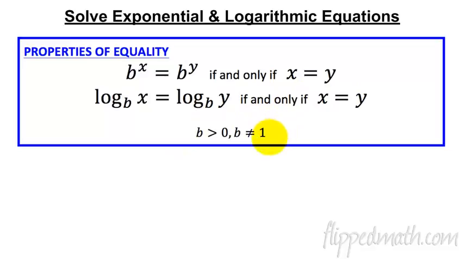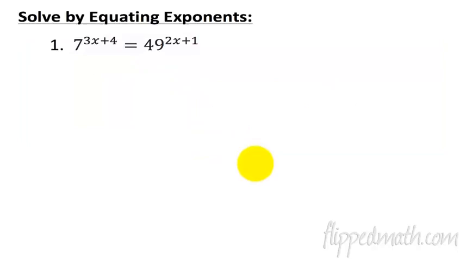These little conditions here state that the base has to be greater than 0 and it cannot equal 1, okay, or else this wouldn't work. But if you are greater than 0 and it's not equal to 1, you can use this. So here's how we do it.